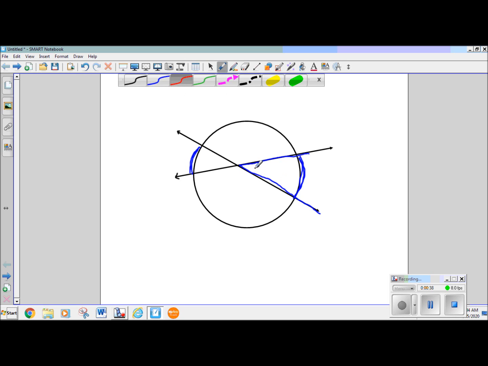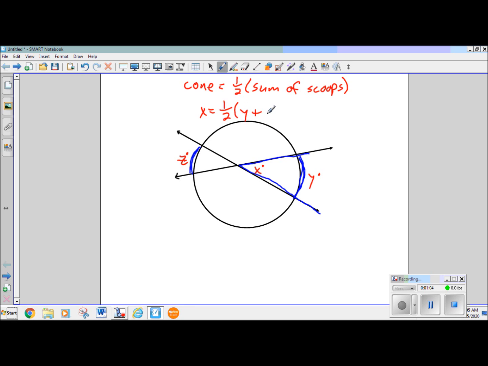So if the angle was X, this scoop was Y, and this scoop was Z, we will use the formula: the cone equals half the sum of the scoops. The cone is X, equals half. The two scoops are Y and Z.